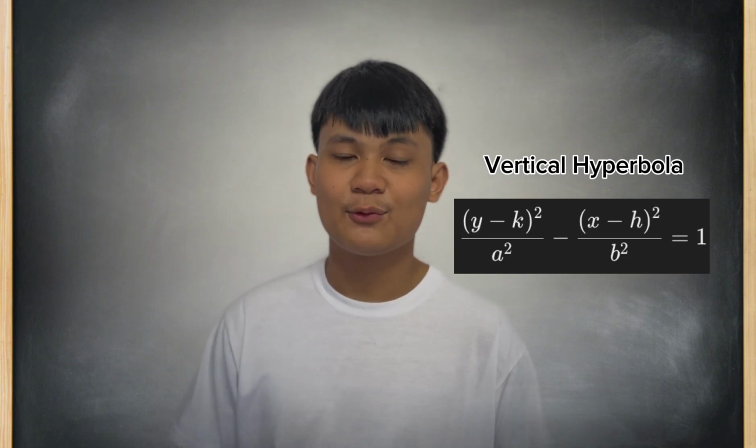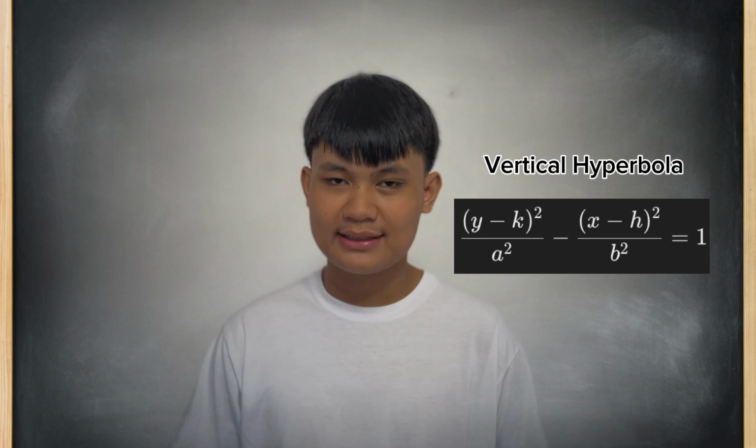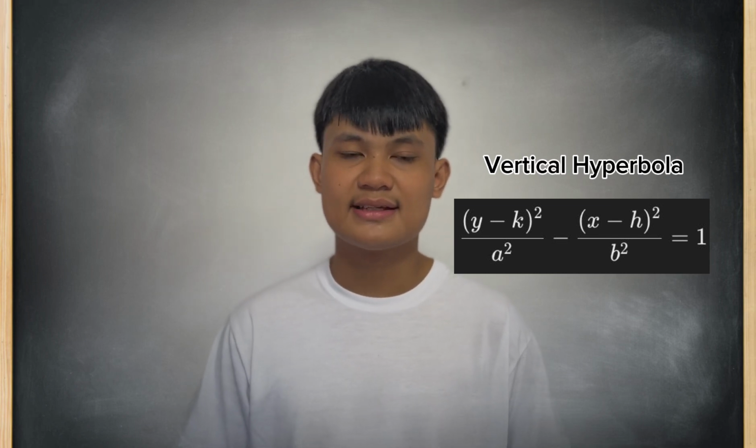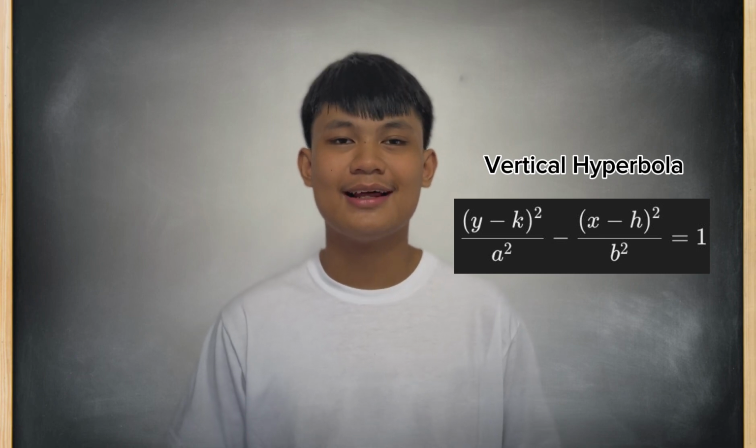For the example of vertical, the quantity of y minus k squared over a squared minus the quantity of x minus h squared over b squared equals 1 is the example of vertical hyperbola. For the example of general form, ax squared minus by squared plus cx plus dy plus e equals 0 is an example of general form of a hyperbola.